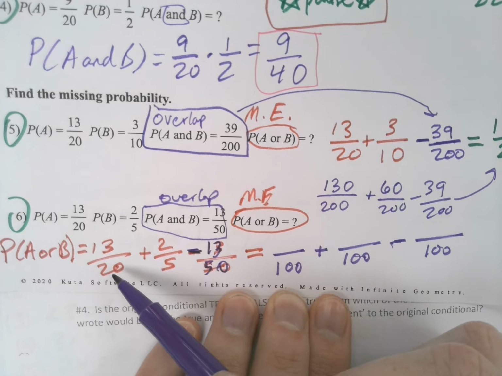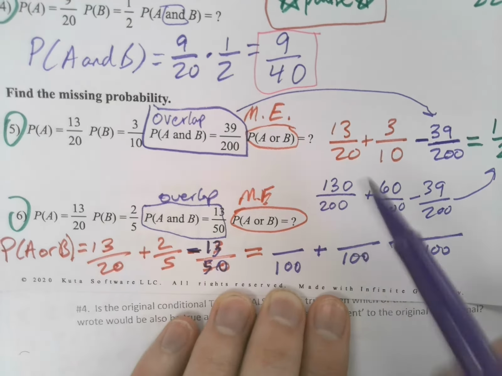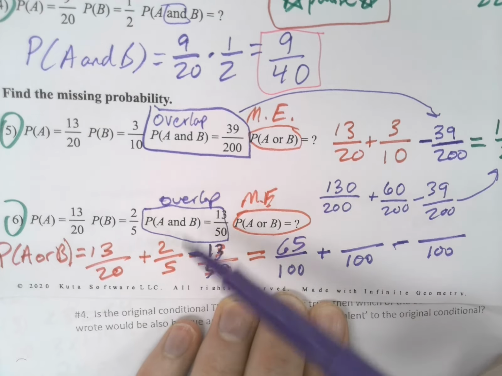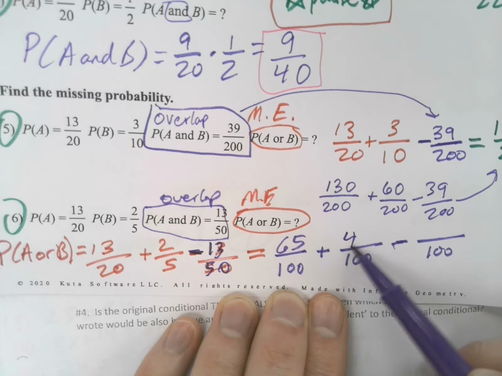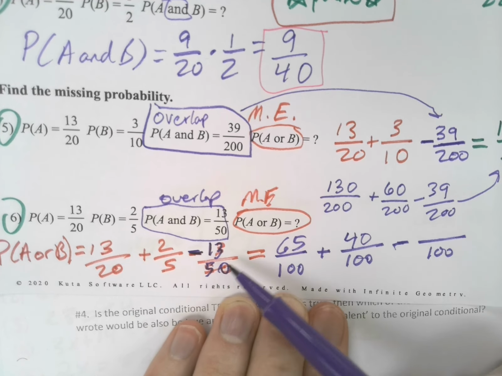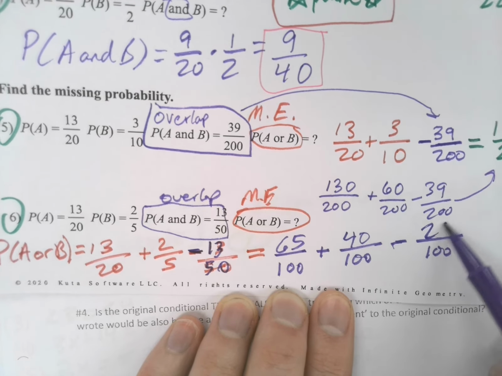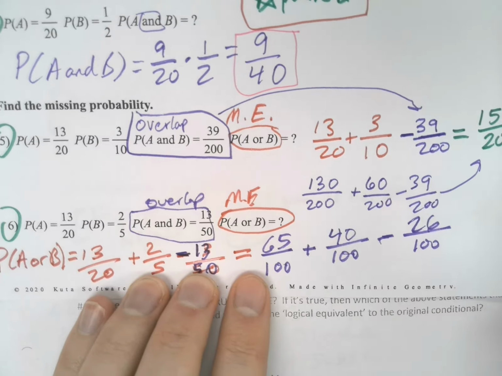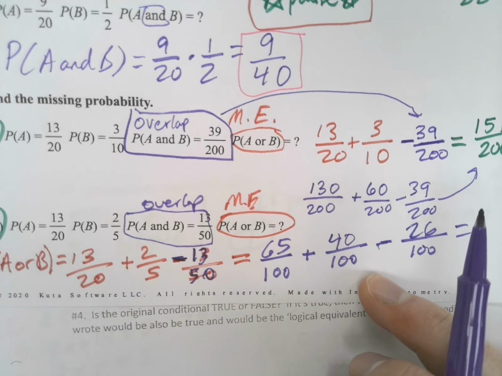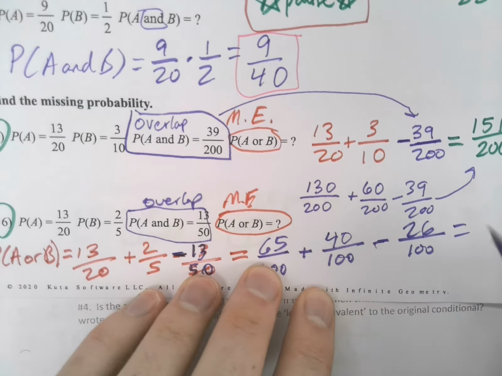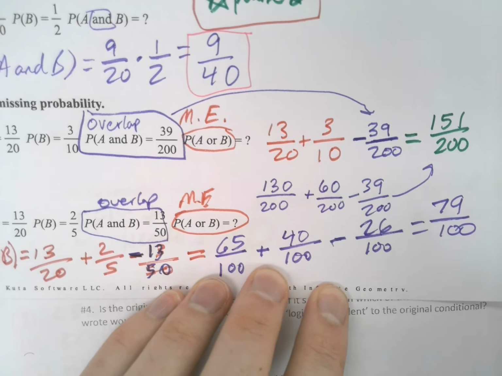Now, how do you get 20 up to 100? Oh, you multiply by 5. Well, when you do 13 times 5, that's going to give us 65. How do you get 5 up to 100? Oh, you multiply by 20. 2 times 20 is 40. And how do you get 50 up to 100? You multiply by 2. Negative 13 times 2 would be negative 26. So you do 65 plus 40, which is 105. And then you subtract 26. You end up with 79 out of 100. Almost an 80% chance. That's not bad at all.